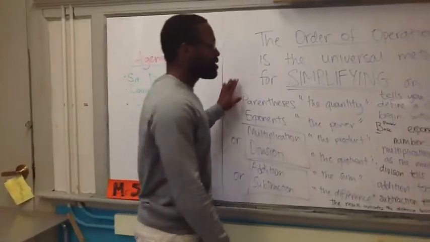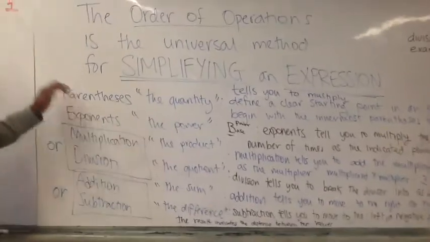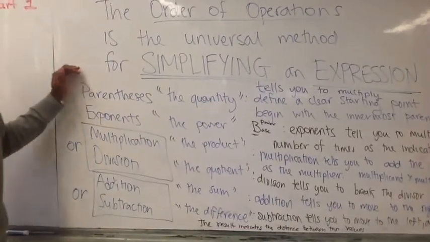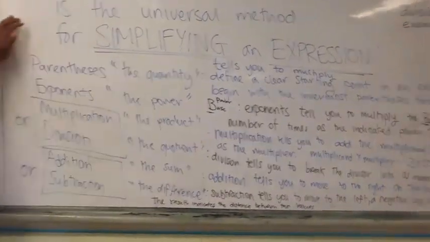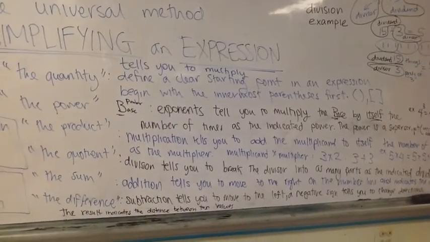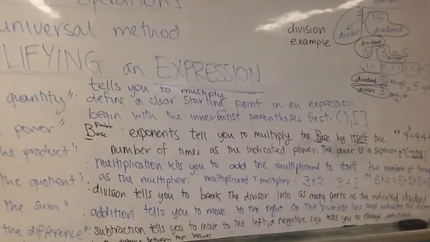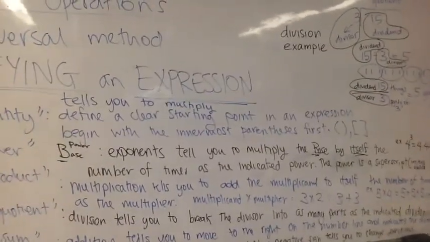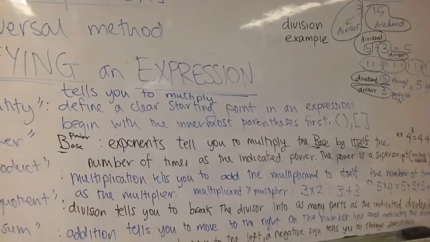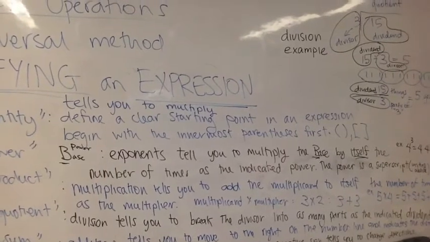The key word associated with parentheses is the quantity. Now, parentheses alone tell students to multiply, but here we say a little more. So here we say it defines a clear starting point in an expression. Okay? You begin with the innermost parentheses and you work your way outwards, but every time you see parentheses, they will tell you to multiply.